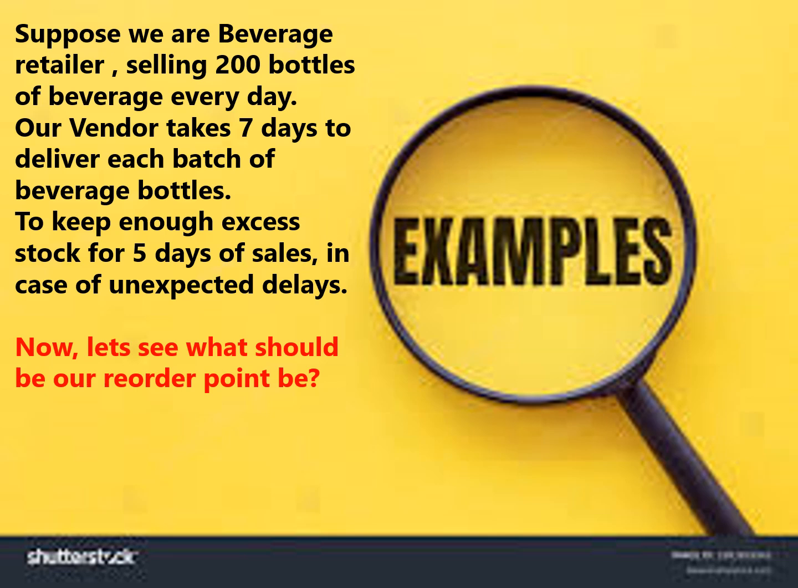After seeing the formula, now let's understand how to calculate a reorder point with the help of one example. Suppose we are beverage retailers selling 200 bottles of beverage every day, and our vendor takes 7 days to deliver each batch of beverage bottles to us. We want to keep enough excess stock for 5 days of sales in case of unexpected delays or a surge in demand. So now let's see what our reorder point should be.